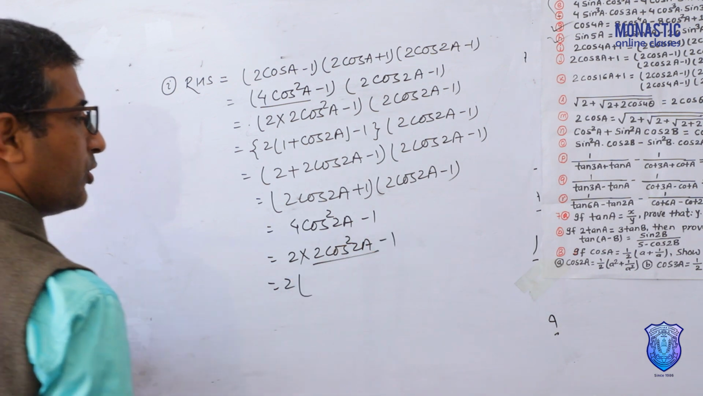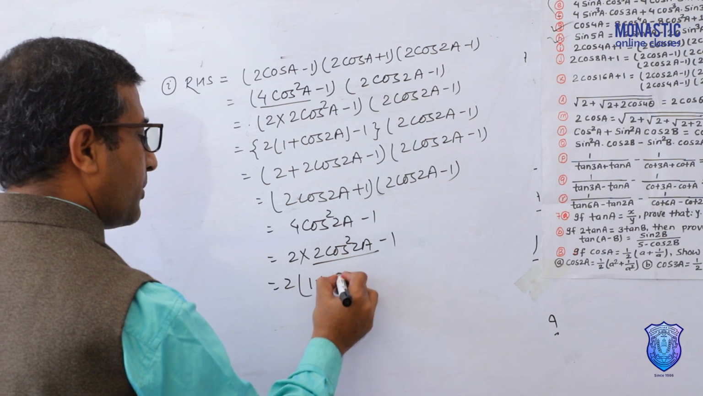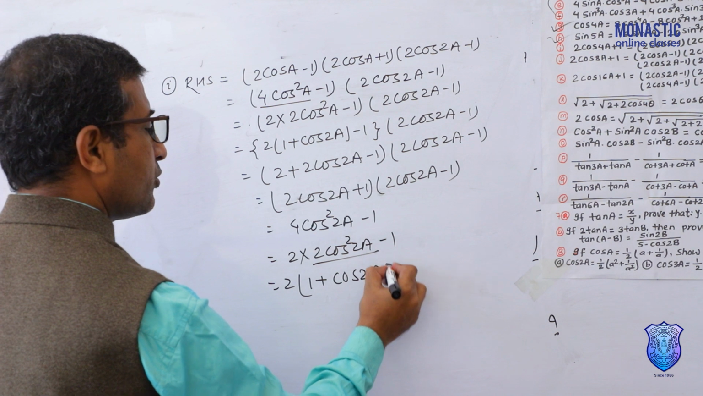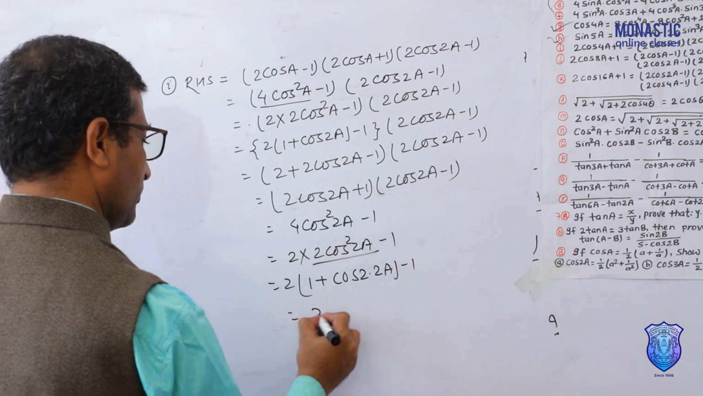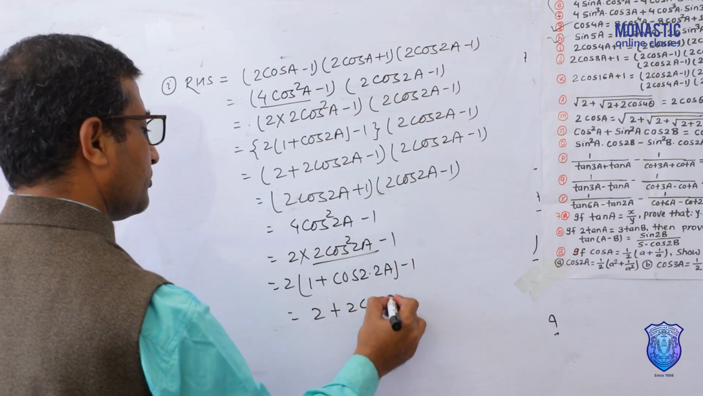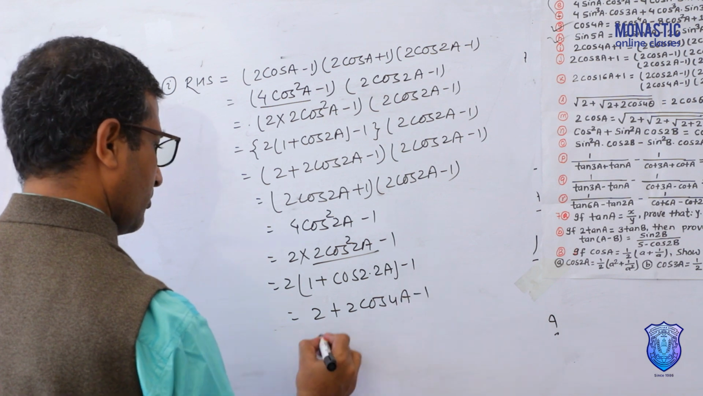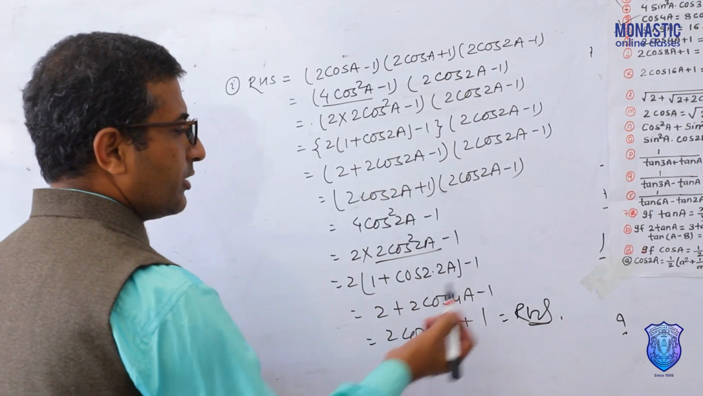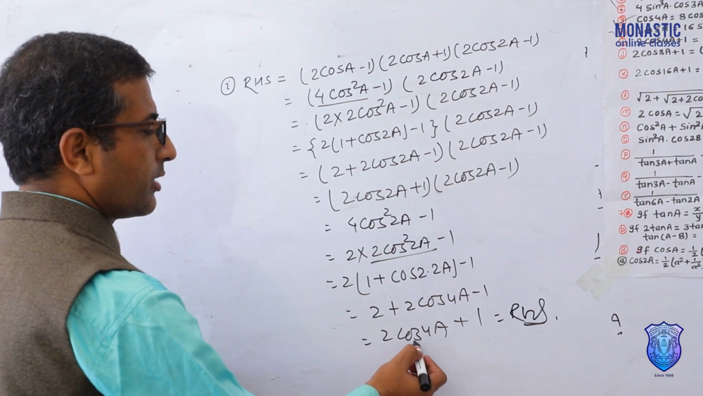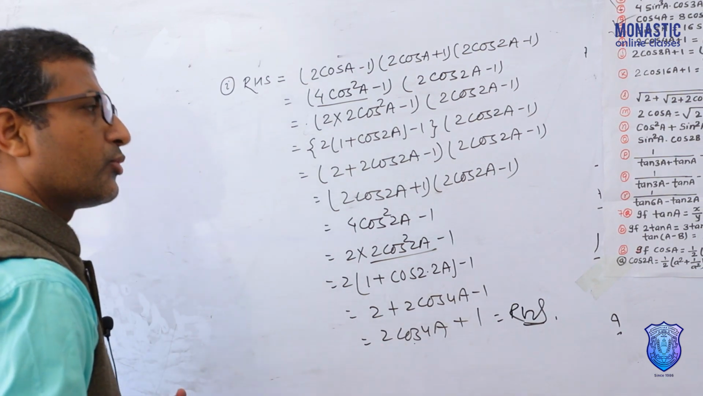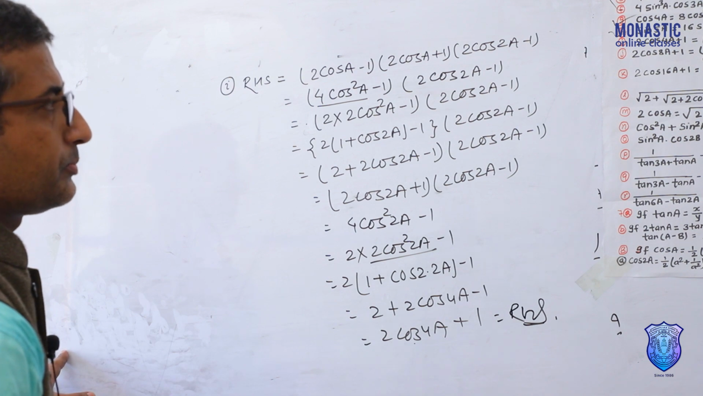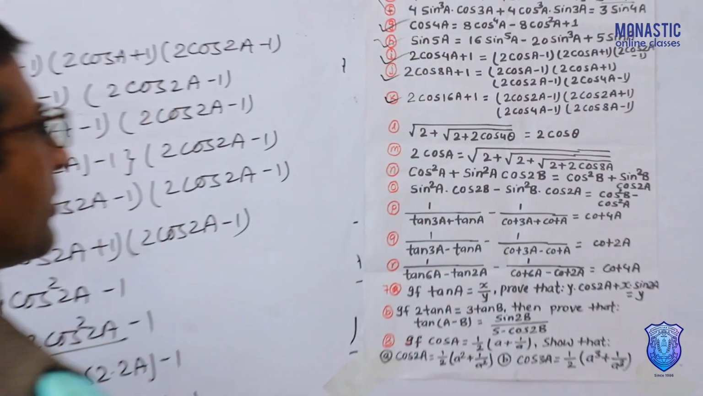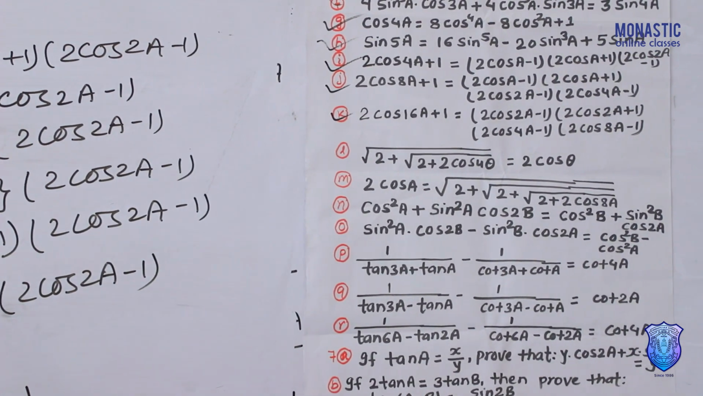Again, it will be the formula. It is 1 plus cos 2a, but here in place of a it is 2a. Do the simplification. Now finally solve this. What's the result we got? That is 2 cos 4a plus 1. That's our result. But now you can do question number I, J, K because all these three are the same.